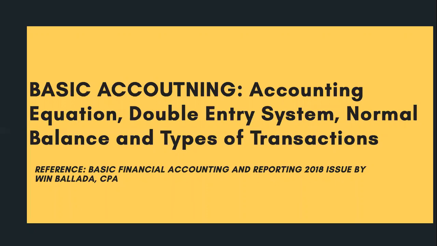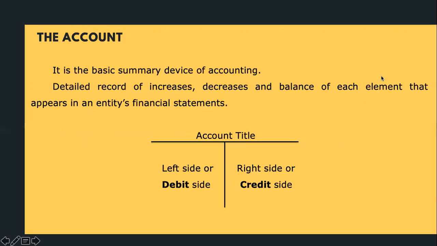Okay, so let's start first with the account. The account is the basic summary device of accounting. It's a detailed record of increases, decreases, and balance of each element that appears in an entity's financial statement. So basically, when we say account, that refers to your asset, liabilities, owner's equity, income, and expenses.